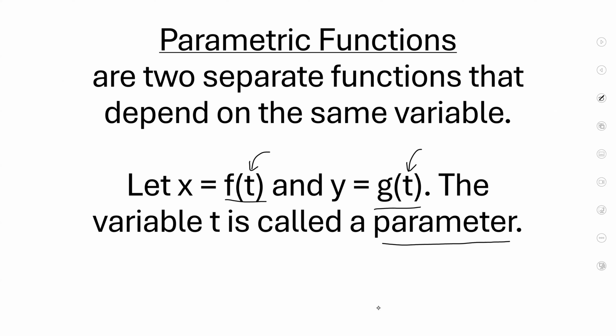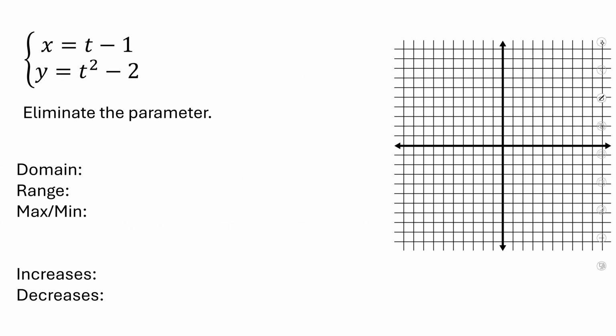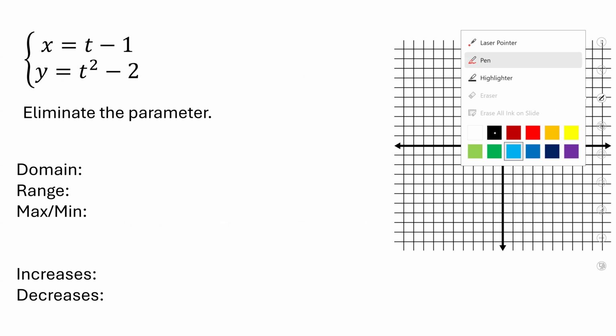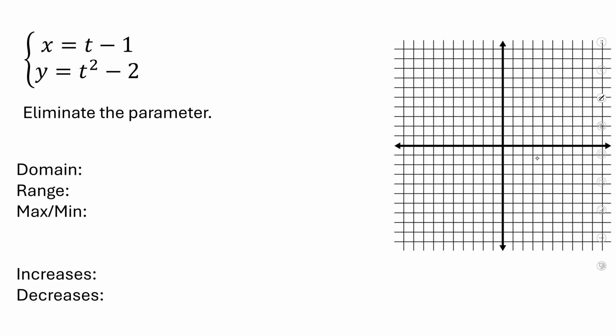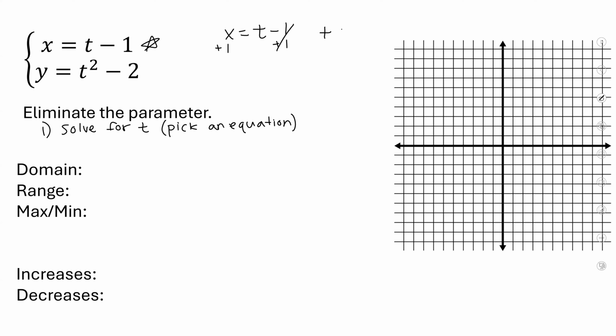Now, I can also eliminate the parameter. If I eliminate the parameter, that means I'm getting rid of t. So in order to eliminate the parameter, the first step, I'm going to solve for t, and you need to pick one of the equations. I think the easiest one to pick is this one. So I have x equals t minus 1, add 1 to both sides, so I get t is equal to x plus 1. That's the first step.